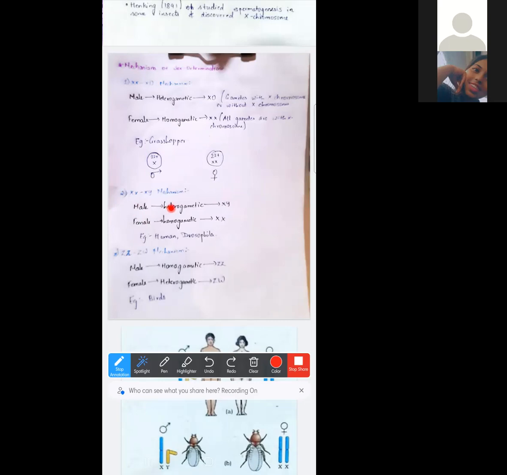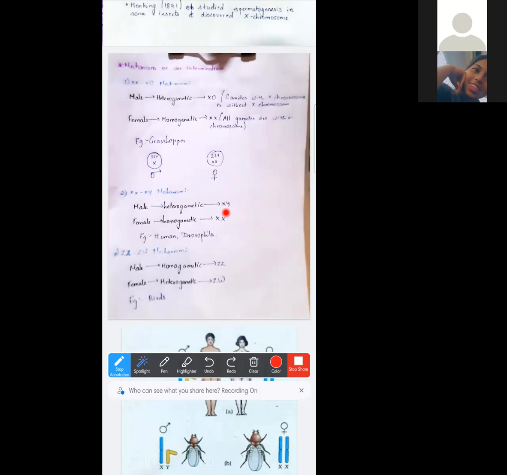Now we have the XX-XY mechanism. In the XX-XY mechanism, the male is heterogametic, so the gametes will be different. The chromosomes are X and Y. Therefore, half of the gametes produced by the male will have the X chromosome and half of them will have the Y chromosome.